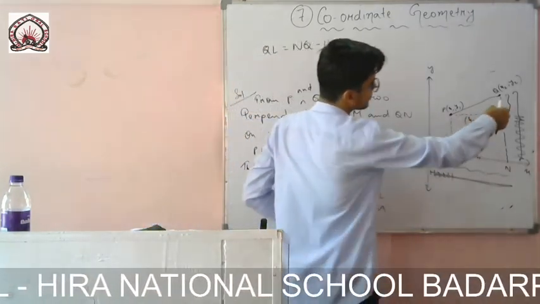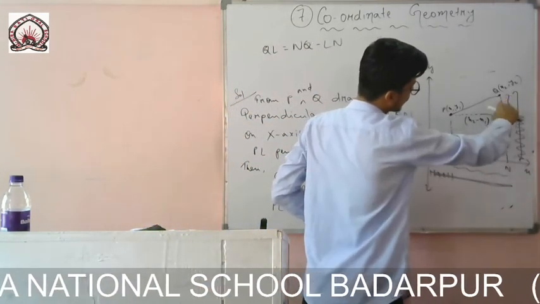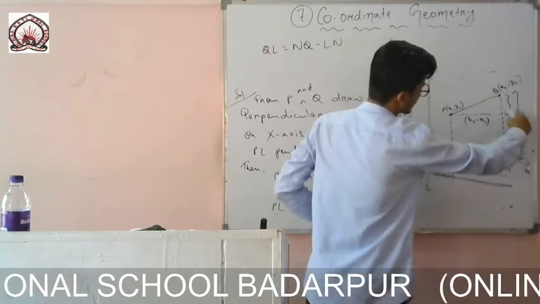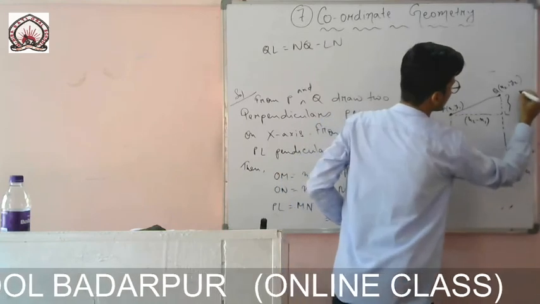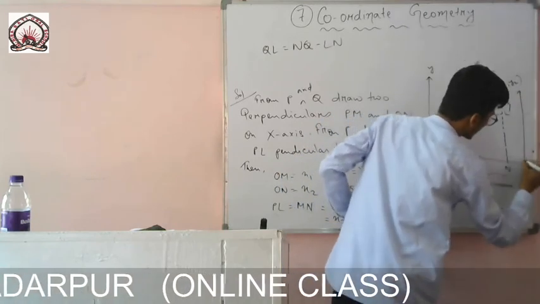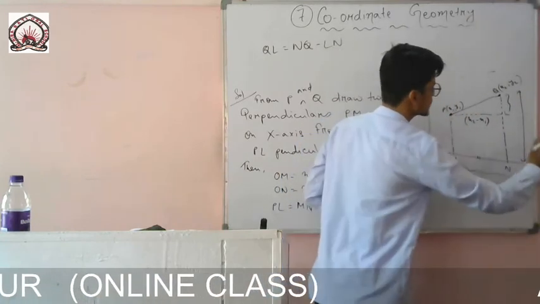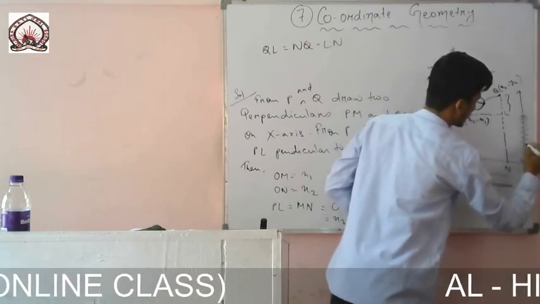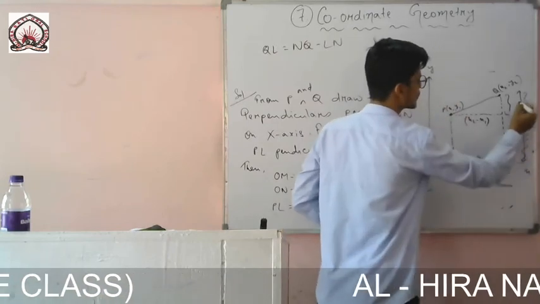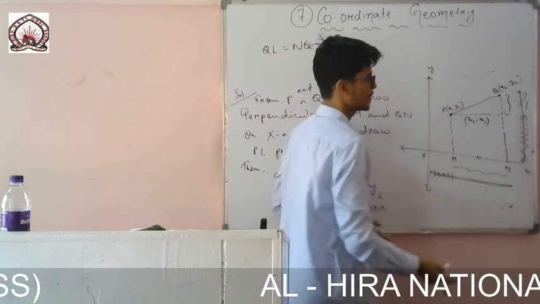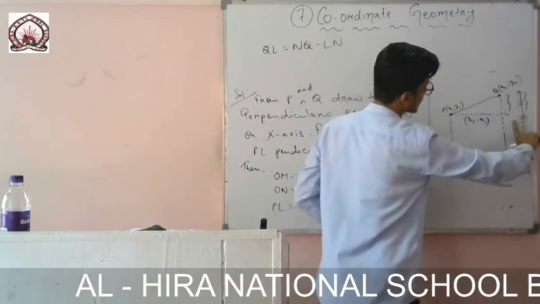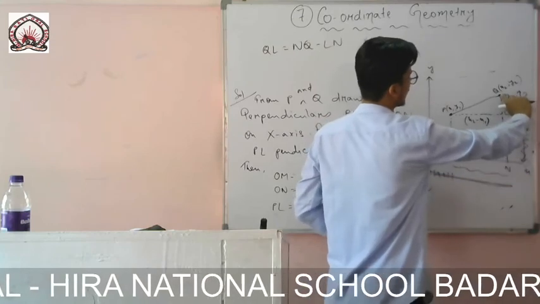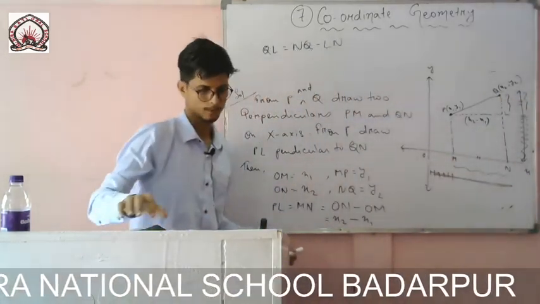Again I am saying, in place of writing QL, what I wrote is this whole side. This is the length of the total one. From this one if I subtract this part, then the remaining part will be equal to this one. So I have written NQ minus LN, then I will get this part.